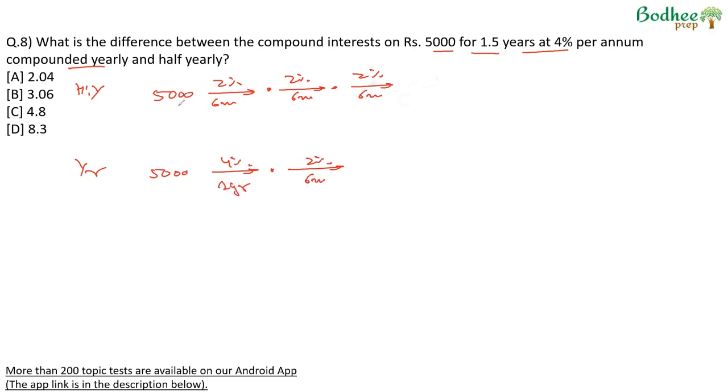The overall interest. Now 5,000 increased by 2%. 2% of 5,000 will be 100. This will become 5,100. 2% of 5,100 will be 102. So here the amount will be 5,202.